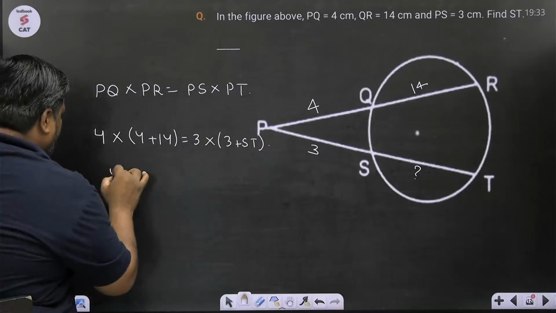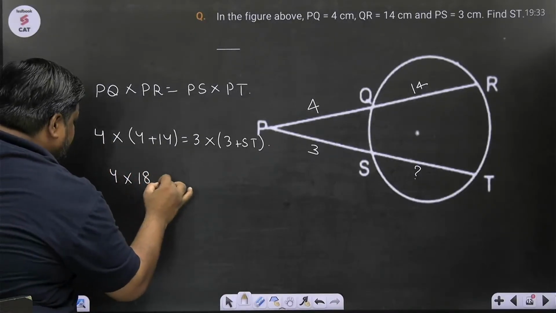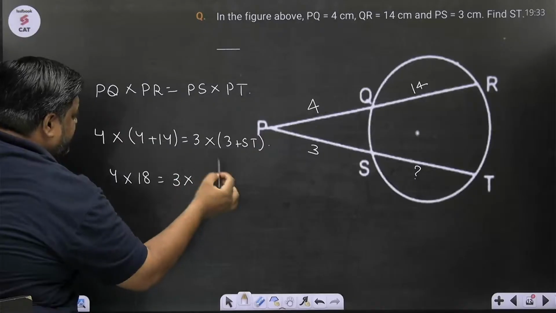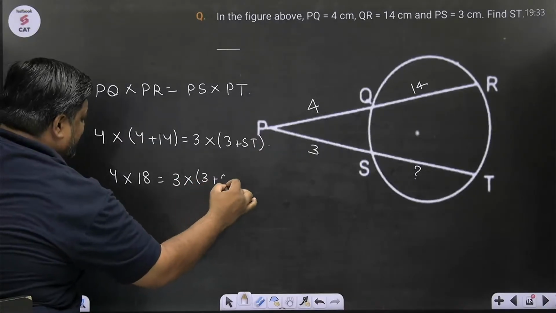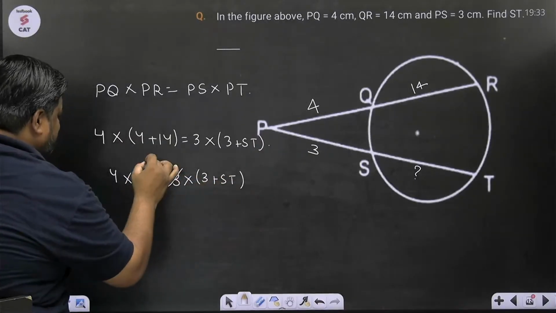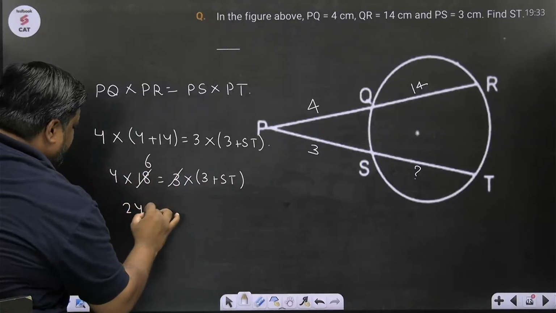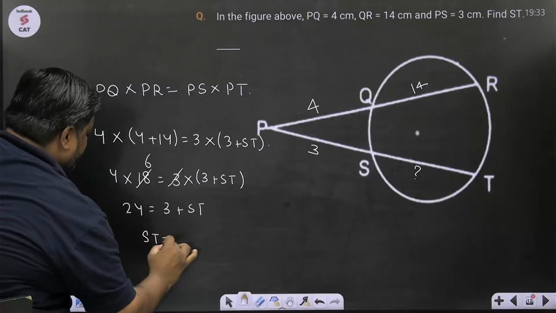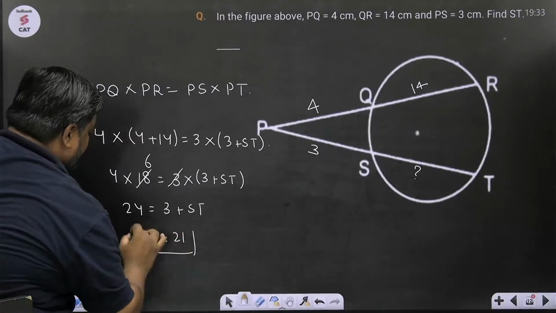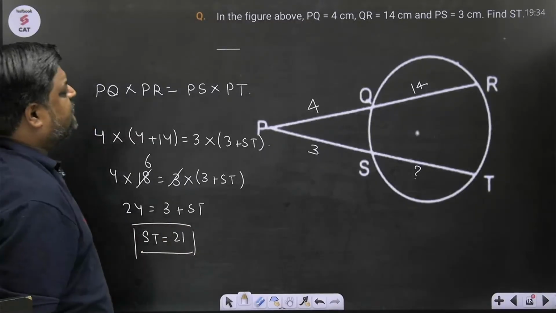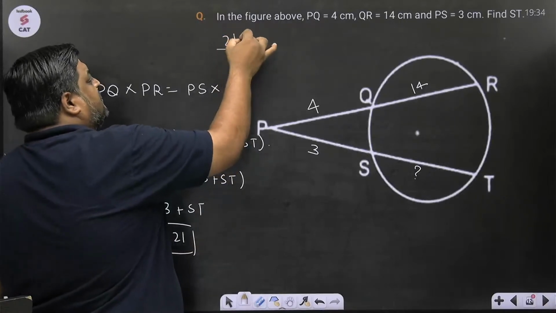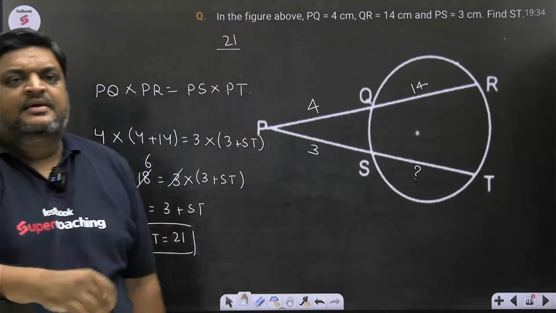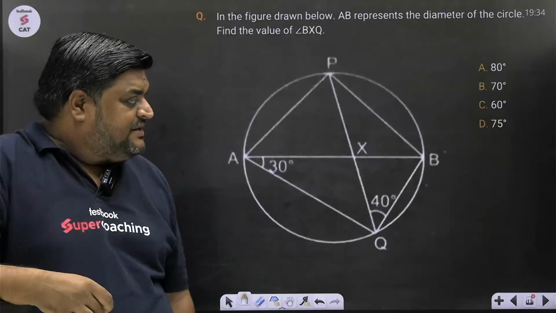Come on. 4 into 18 is equal to 3 into 3 plus ST. 3 goes across, 6 times 4 is 24, equals 3 plus ST. ST would be 21. Very good. The answer to this question was 21. Sorted. Let's jump to the next question.